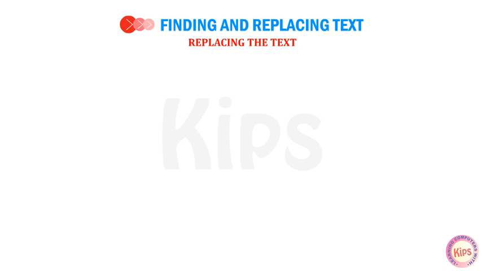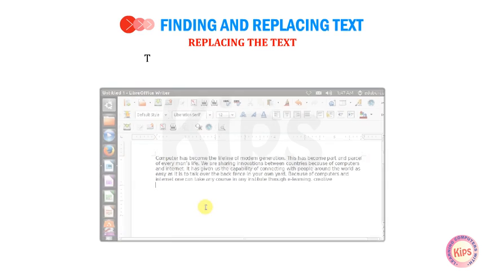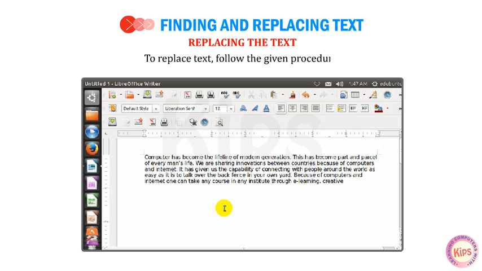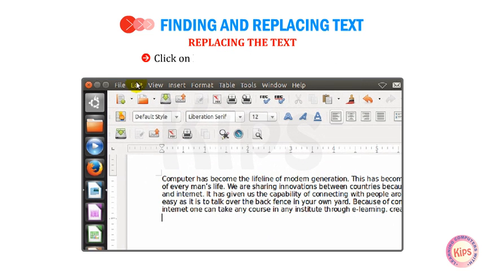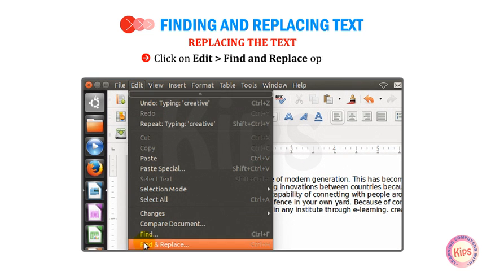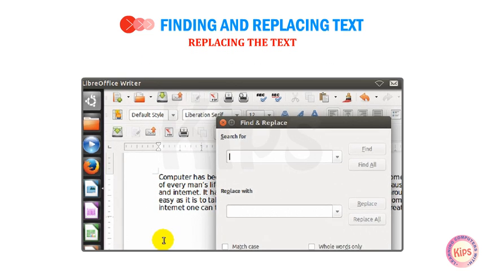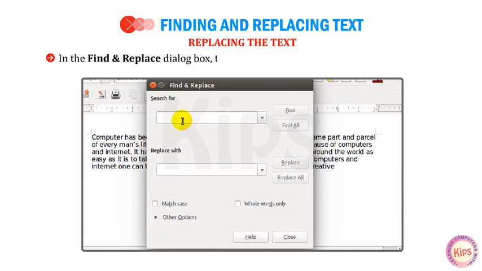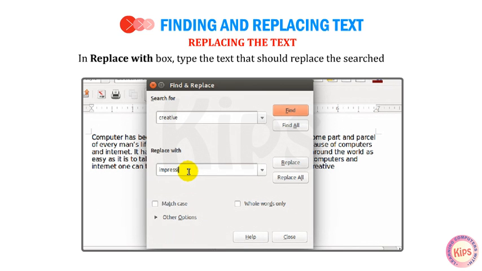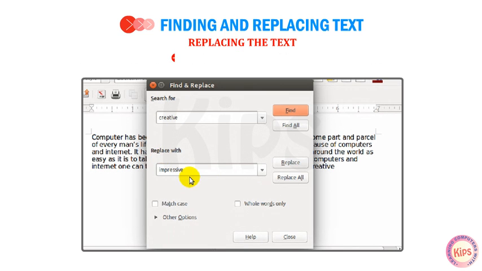Let us now talk about replacing the text. To replace text, follow the given procedure. Click on the Edit, then go to the Find and Replace option. In the Find and Replace dialog box, type the text to search in the Search for Text box. In the Replace with box, type the text that should replace the search text. Click on the Replace All button.